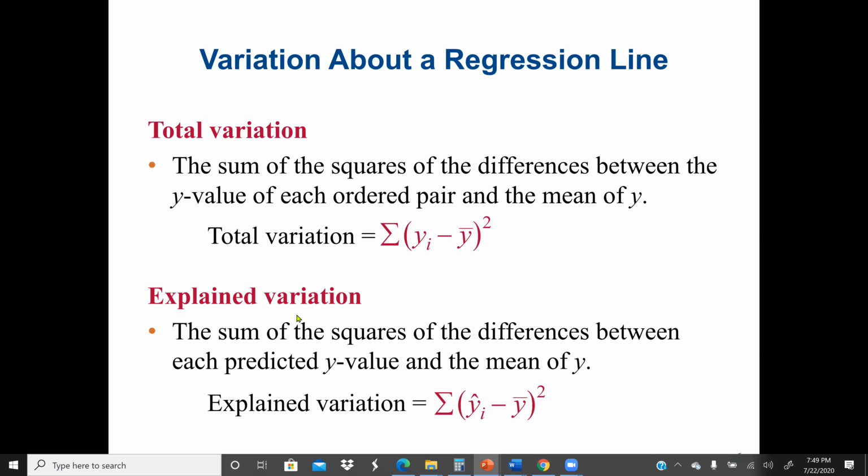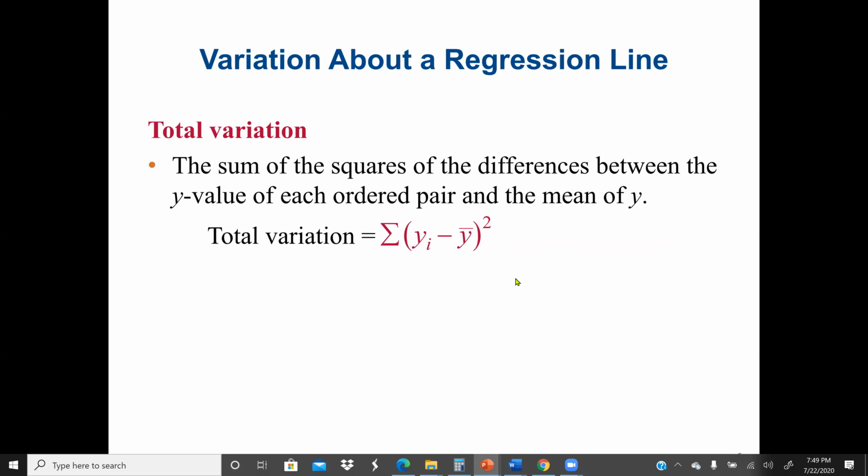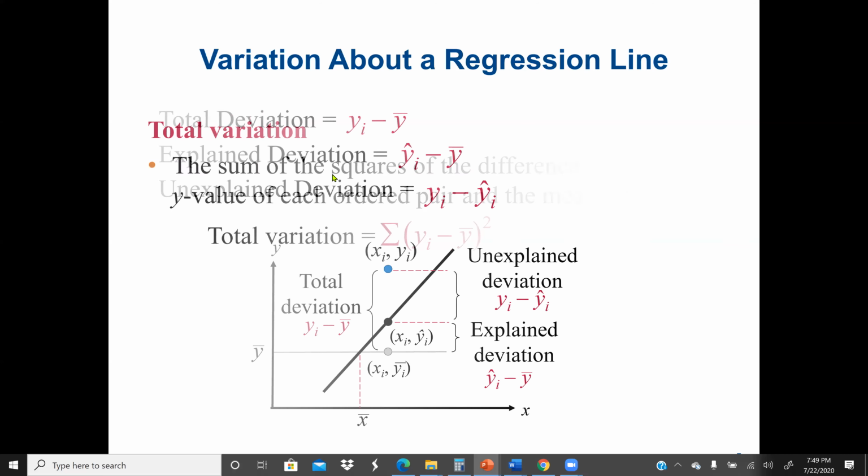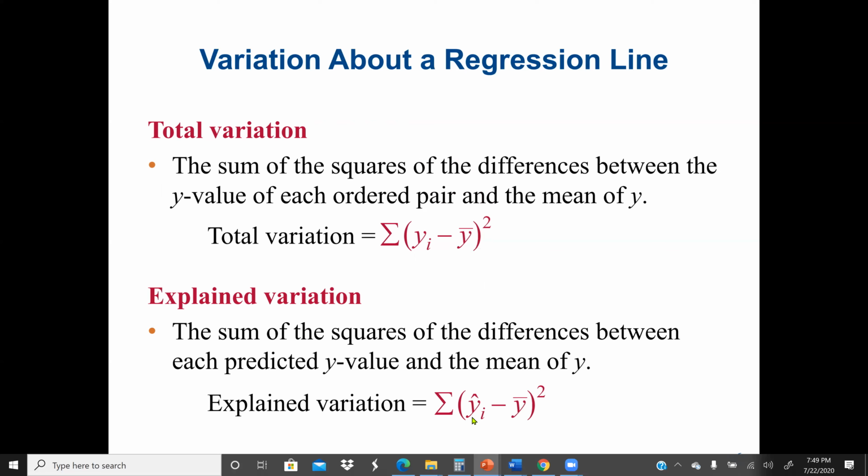Now, explained variation will be the sum of the squares of the difference between what? The predicted y value and the mean of y. We can see that this formula is the same as explained deviation, but in deviation we don't square, and in variation we square. So explained deviation is the difference between the predicted y value and the mean y. Squared, it gives us explained variation: the sum of (predicted y minus the average y) squared.